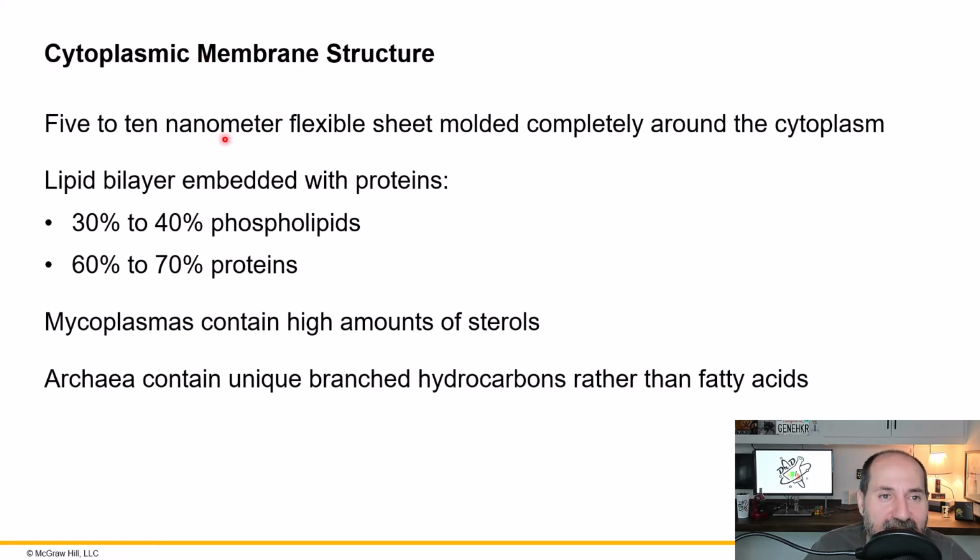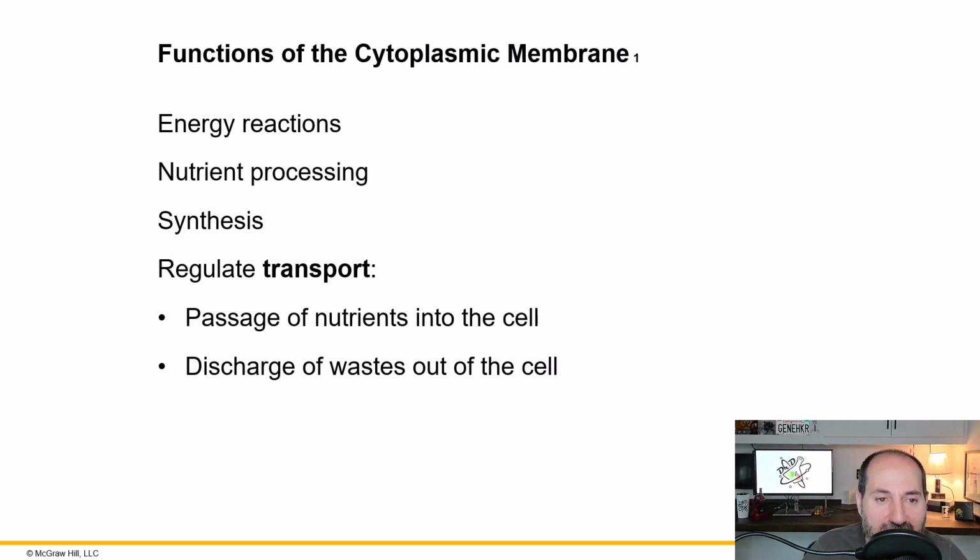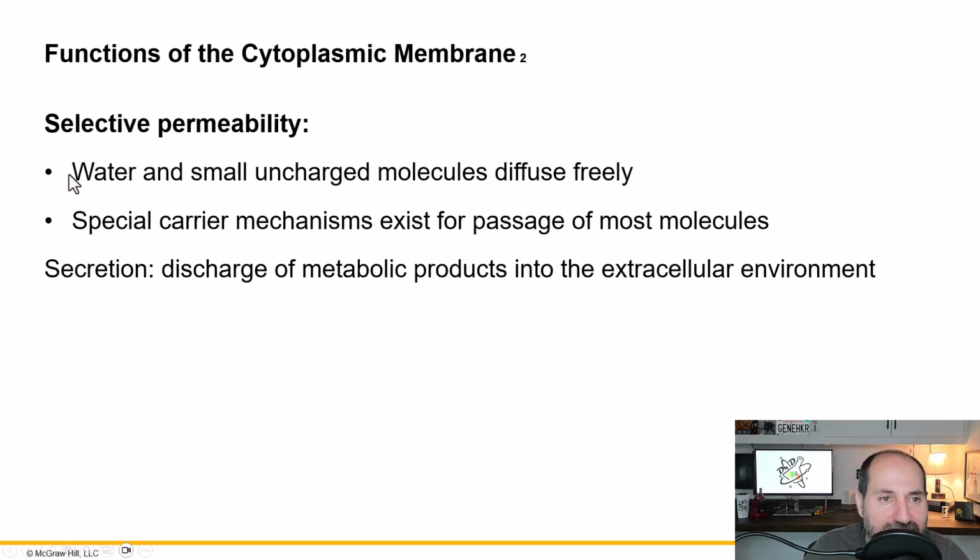Okay. And then we have the cytoplasmic membrane. Remember the cytoplasmic membrane, which is there for regulating how much transport into the cell and out of the cell. The cytoplasmic membrane is selectively permeable. And what is the function of the cytoplasmic membrane? Energy reactions, nutrient processing, synthesis, and transport. But the main function of the membrane is selective permeability, allowing certain things into the cell and certain things out.